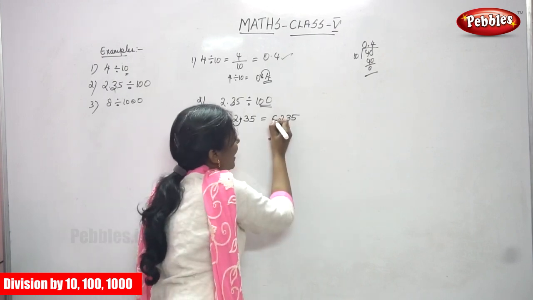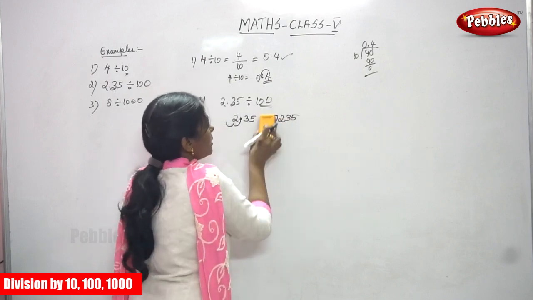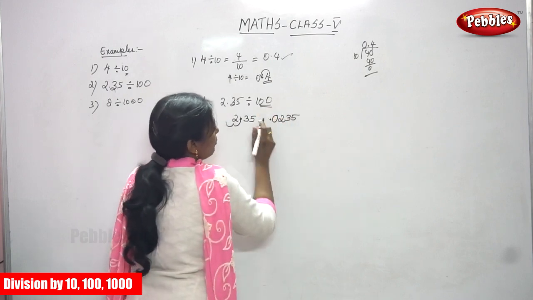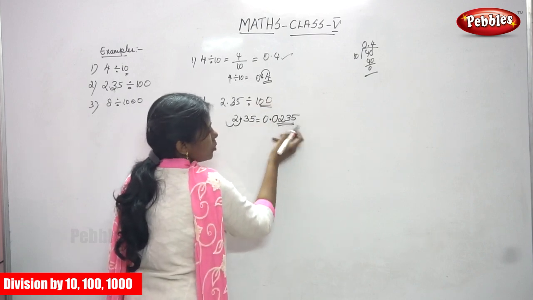So you have to add 0 in that place. After that, you must put a point. So I've already told you, in front of the point you have to add 0, because it's the rule. So the answer is 0.0235.